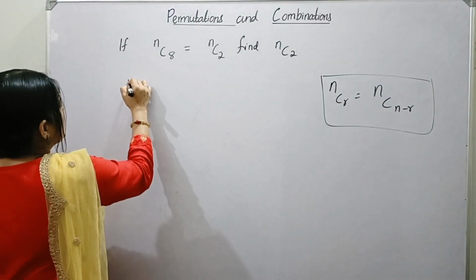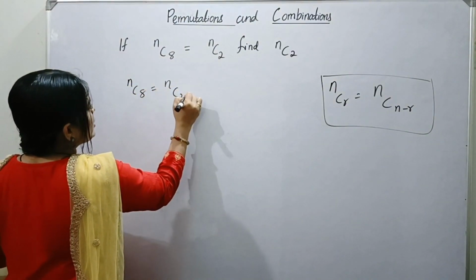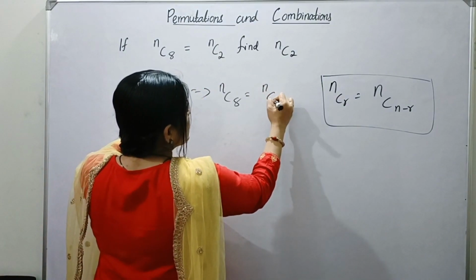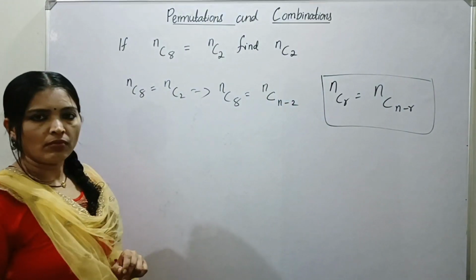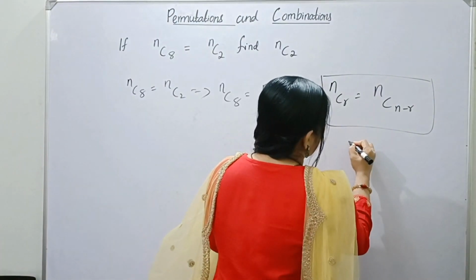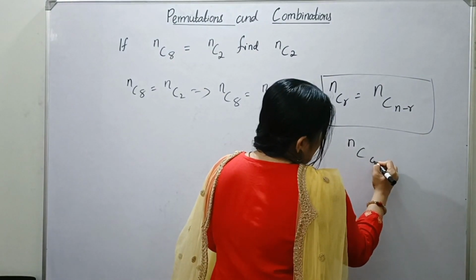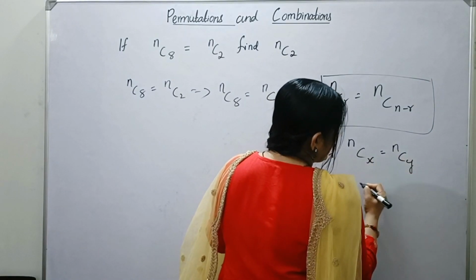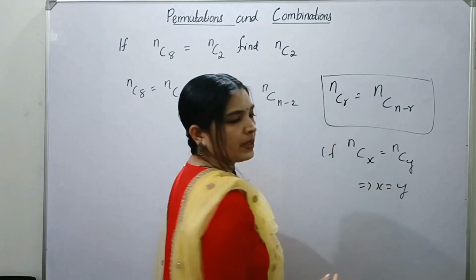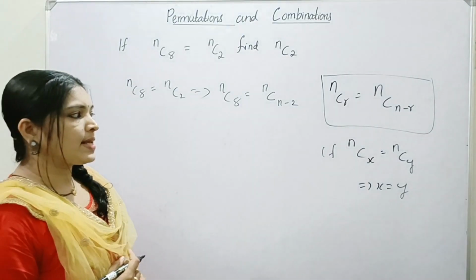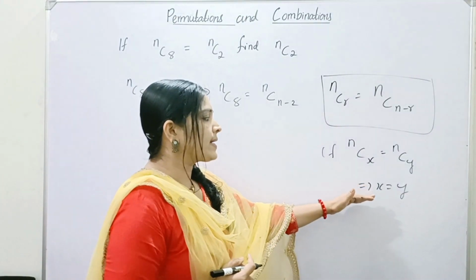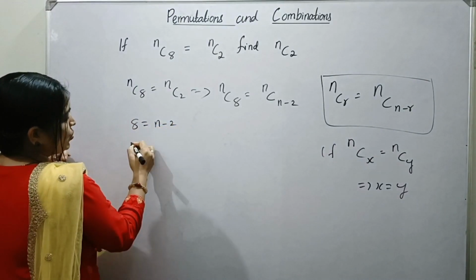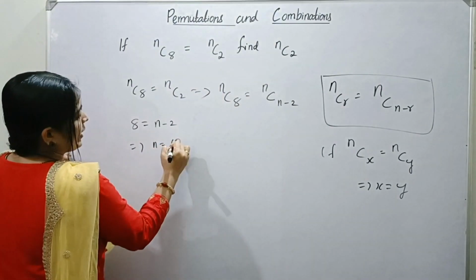So here we can write nC8 is equal to nC2 implies nC8 is equal to nC(n minus 2). And one more property, it is a very easy one. If nCx is equal to nCy, that implies x is equal to y. Okay, if nCx is equal to nCy, then x is equal to y. So here we can write 8 is equal to n minus 2, that implies n is equal to 10.